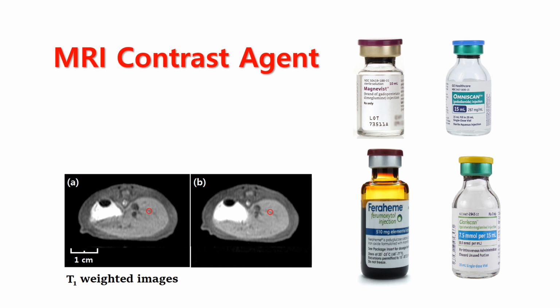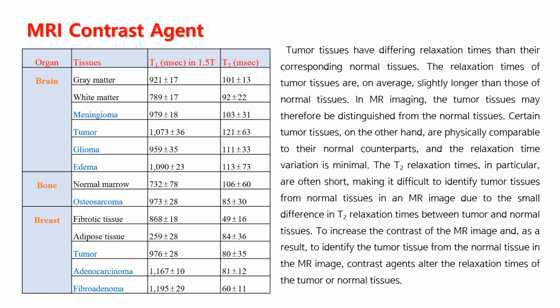Today, we will see the functions and the types of the MRI contrast agents. Tumor tissues have differing relaxation times than their corresponding normal tissues. The relaxation times of tumor tissues are, on average, slightly longer than those of normal tissues.